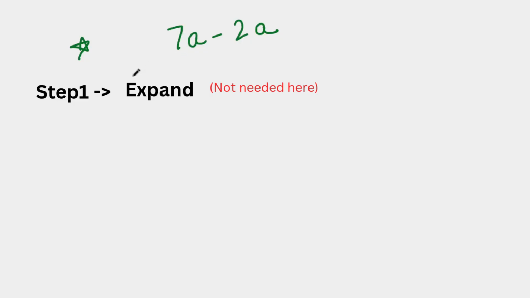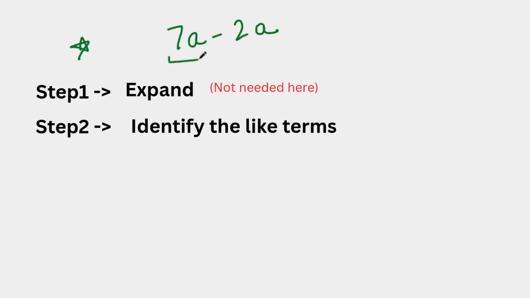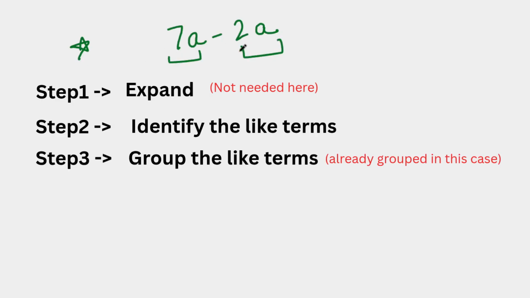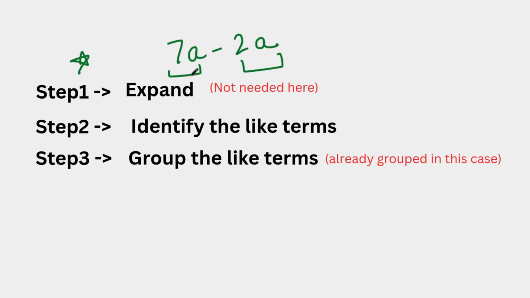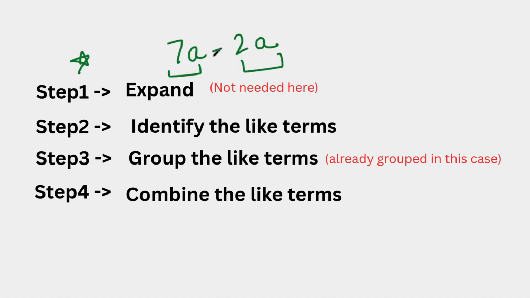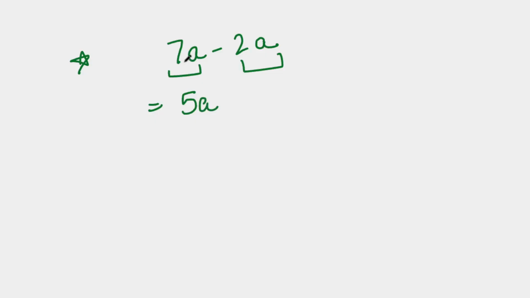Moving on to step 2, which is identification of like terms. So we see that they both are like terms because they both have exactly the same variable. Step 3 says group them together. They already are grouped together, right? They are written together. So we reach step 4, which is to combine them. So here we have subtraction. So 7 minus 2 is 5 and the variable is a. So 7a minus 2a is equal to 5a, right? So see, this is such a small one-step solution.